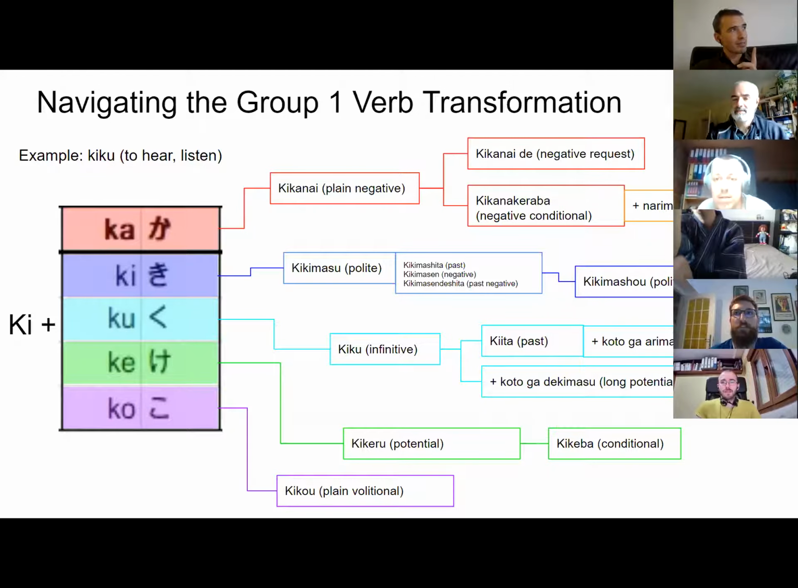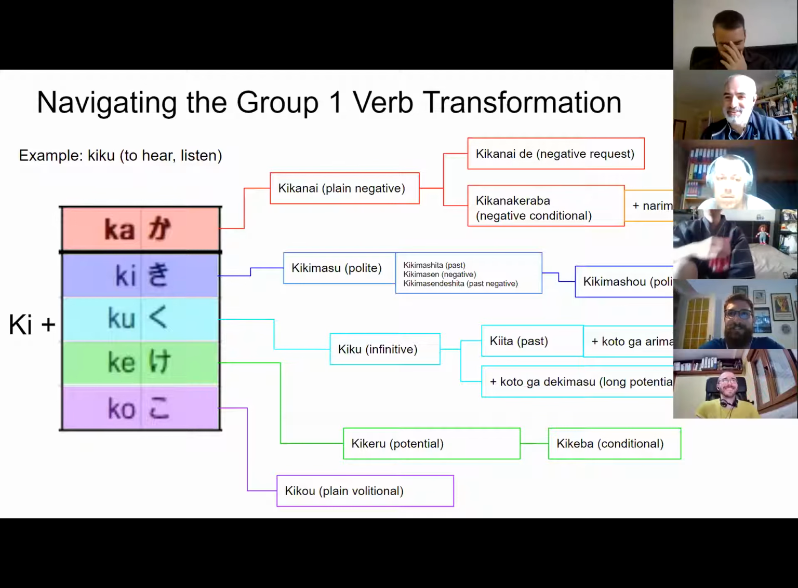Eiga ga. Good. Eiga ga tenki desu kara. That means the film is the weather. Tanoshi, sorry. It's all right. Eiga ga tanoshi desu kara minakereba narimasen. Good. Excellent.